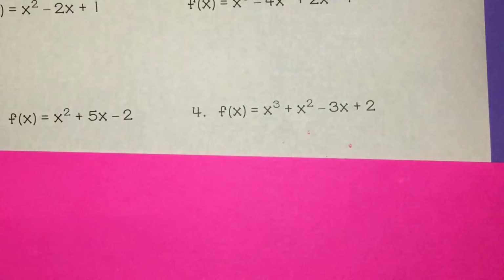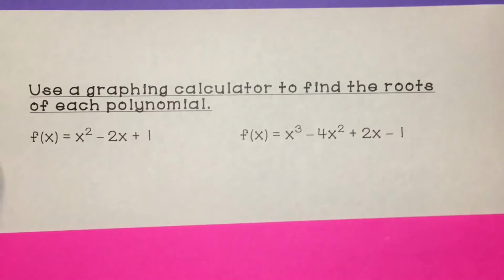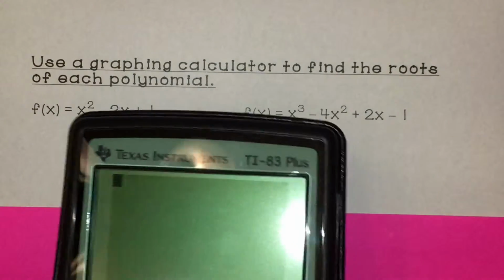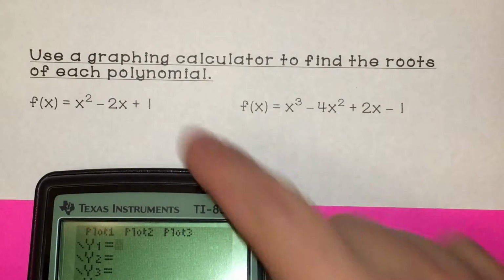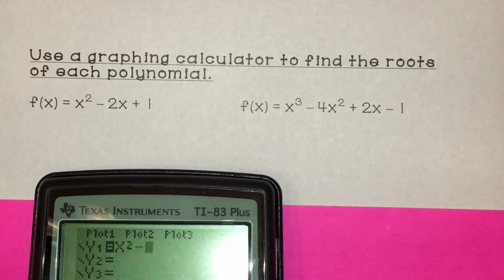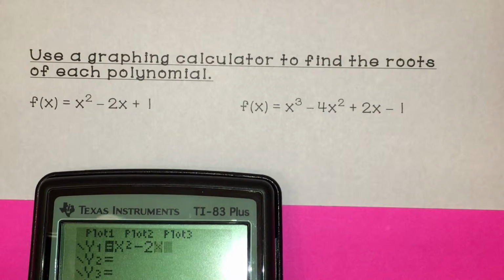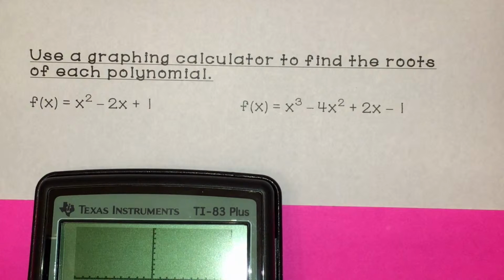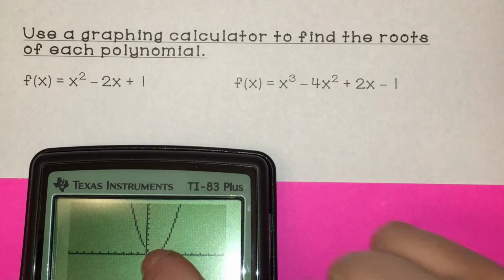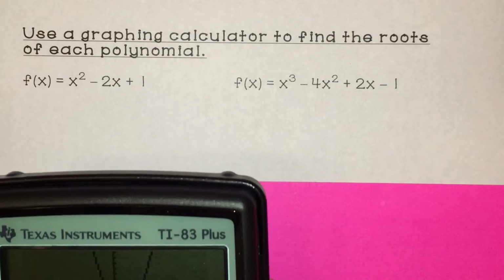So now we're going to move on, and we're going to use a graphing calculator. Using the graphing calculator, I'm going to find the roots of each polynomial. Remember, roots are where they go through the x-axis. In your calculator, just type in your polynomial. We have x squared minus 2x plus 1. I'm going to graph it, and it looks like it's touching the x-axis right here. So I need to go and check.